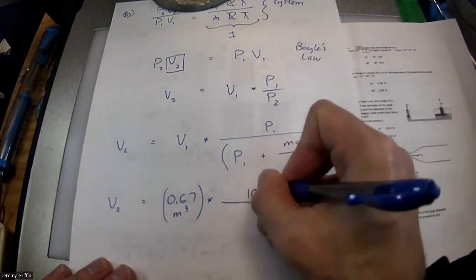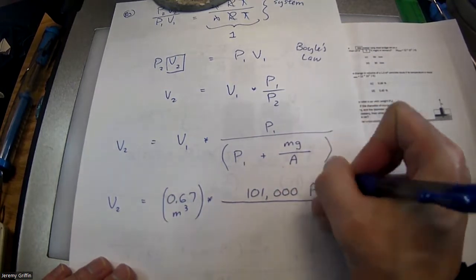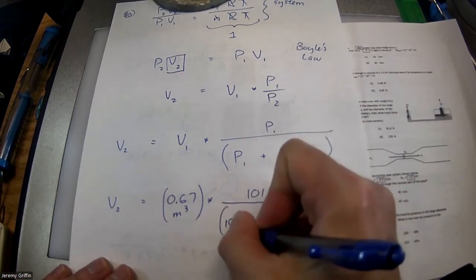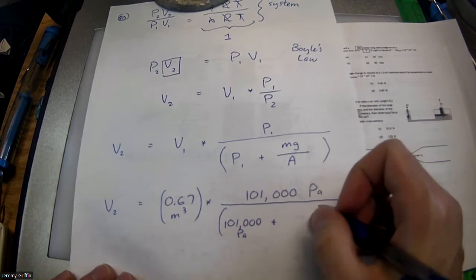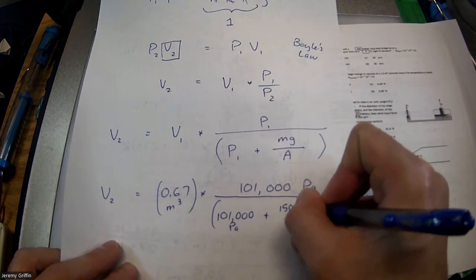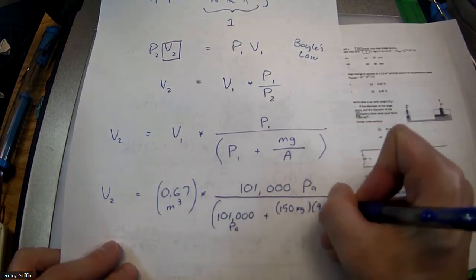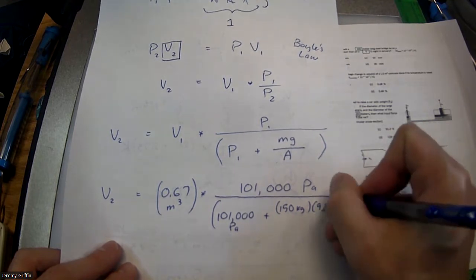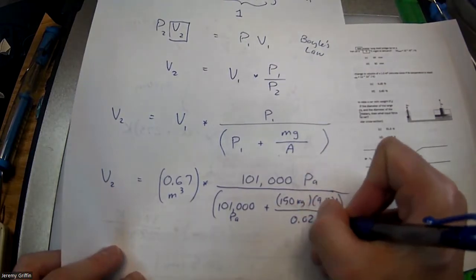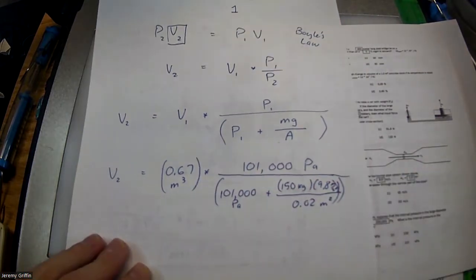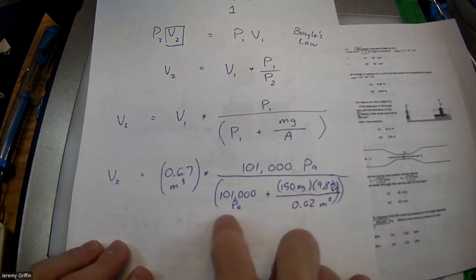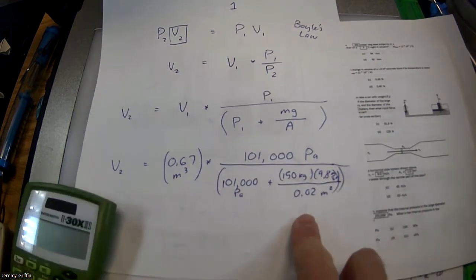So the original pressure was 101,000 pascals, atmospheric pressure. And then the new pressure would be 101,000 pascals plus the weight. Now it's mass times gravity field. My mass was 150 kilograms, times 9.8 meters per second squared, that'd be the gravity field. All divided by the cross-sectional area, which was 0.02 square meters. So the old pressure plus the change in pressure is the new pressure. Let's try this out.